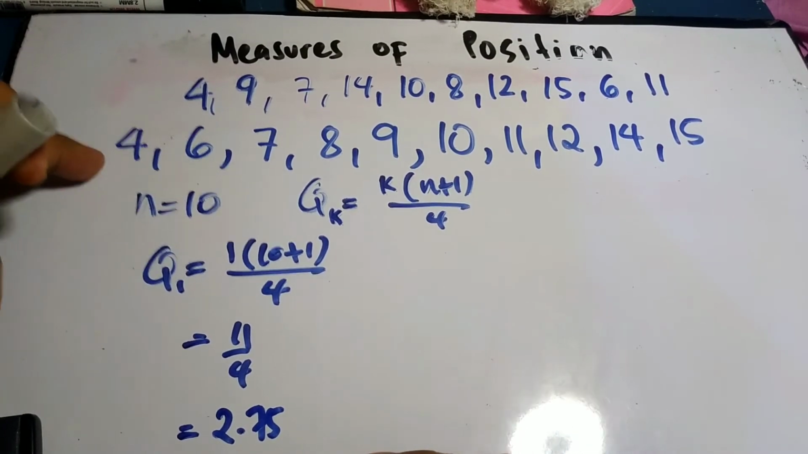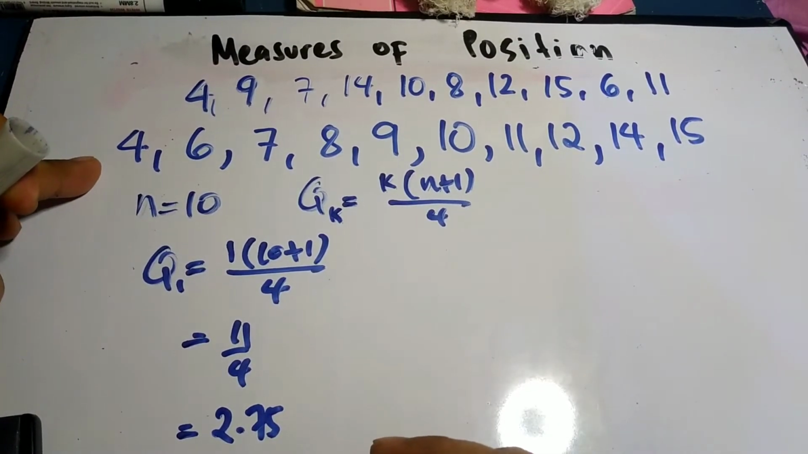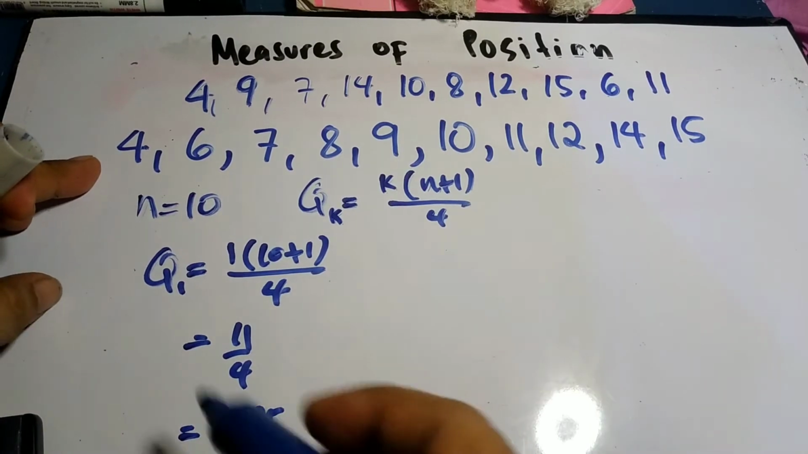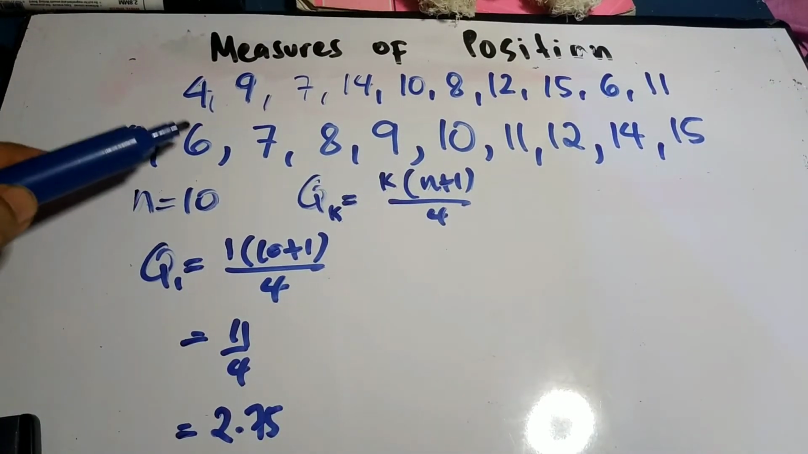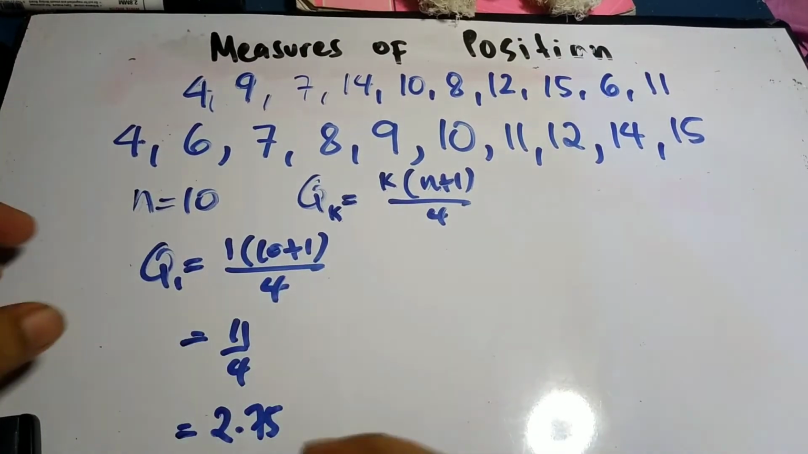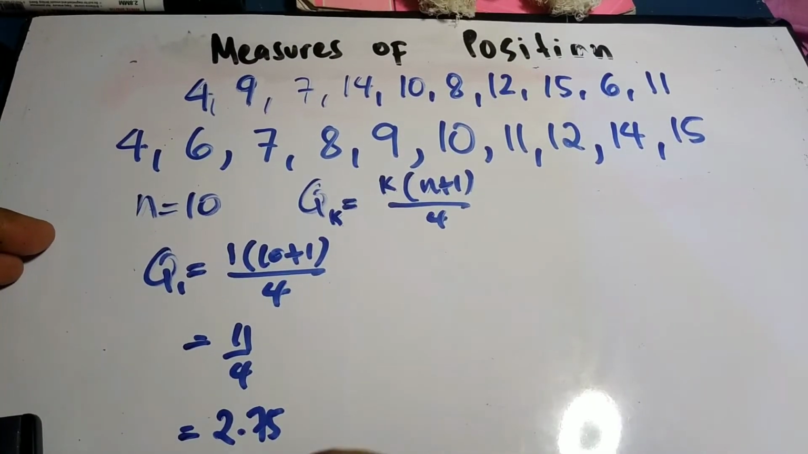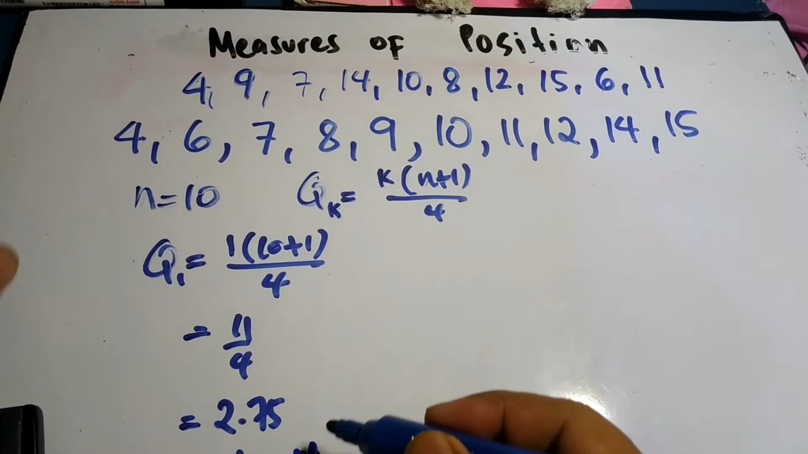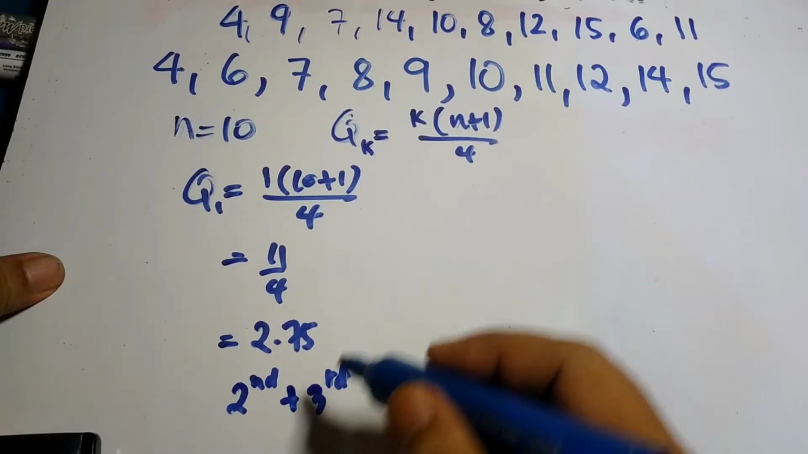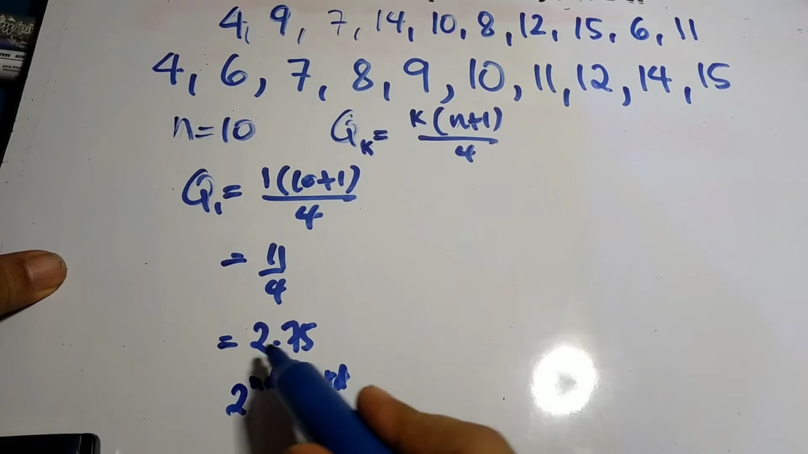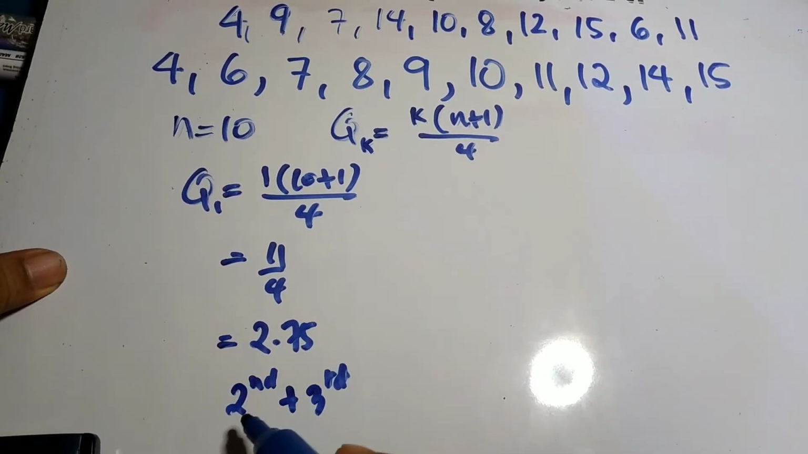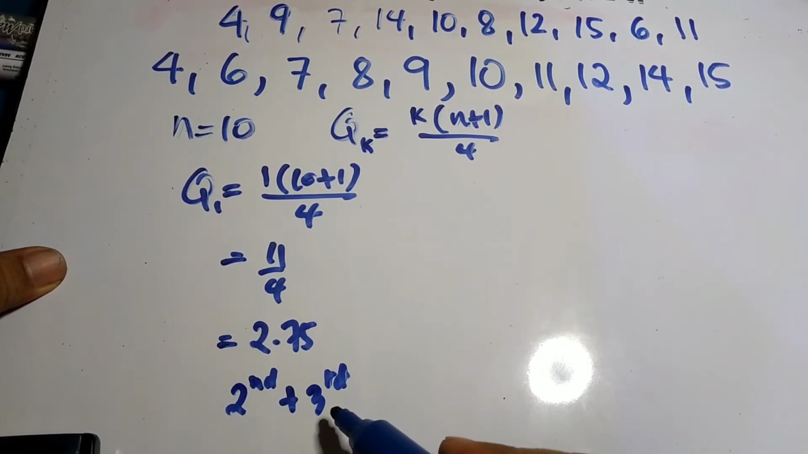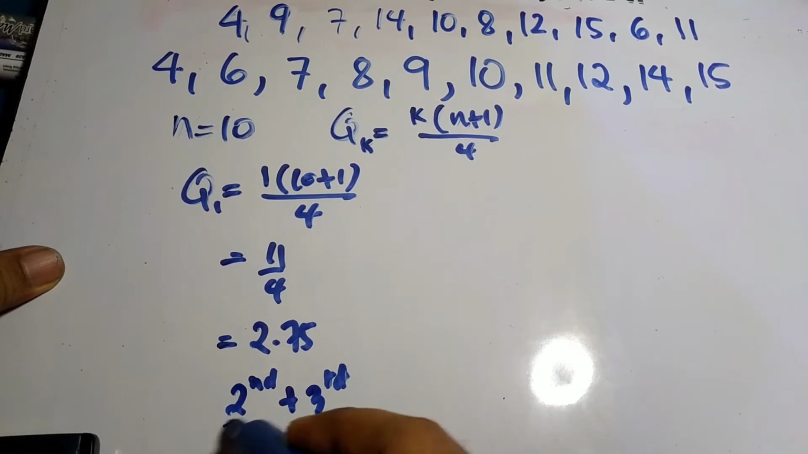So ibig sabihin, kukunin natin dito yung magiging Q1 natin. Ito yung ating first position, second, third, fourth. So hanapin lang natin. Ulitin ko lang, ito yung nakuha natin: we have 2.75. So kukunin natin yung average ni second position at saka ni third position, and then divide by 2.